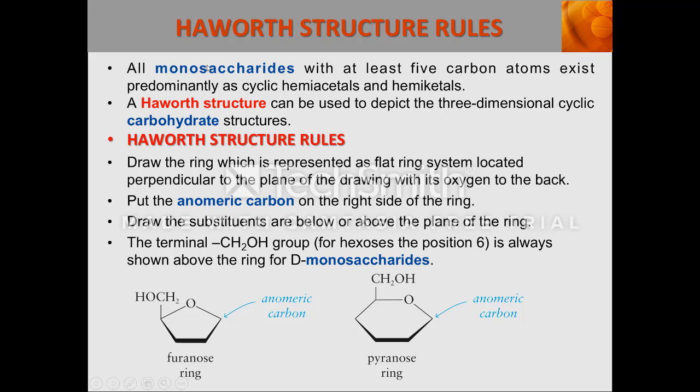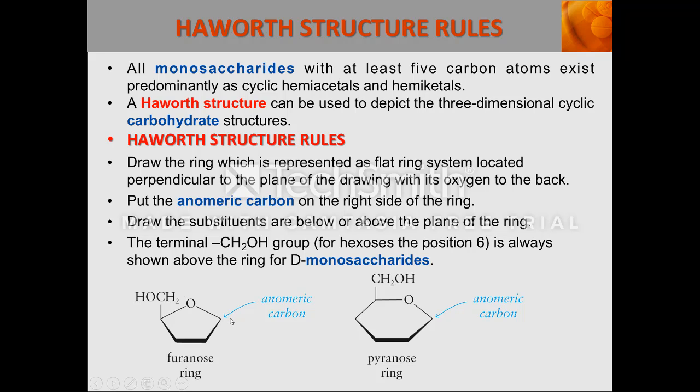All monosaccharides exist predominantly as cyclic hemiacetals and hemiketals. A Haworth structure can be used to depict the three-dimensional cyclic carbohydrate structures. In the case of glucose, a pyranose six-membered ring containing an oxygen atom forms. In the case of fructose, a furanose five-membered ring forms.